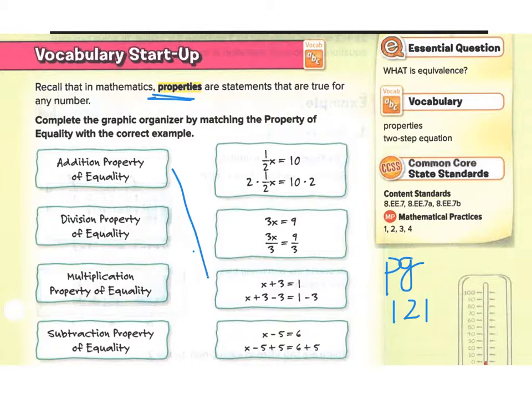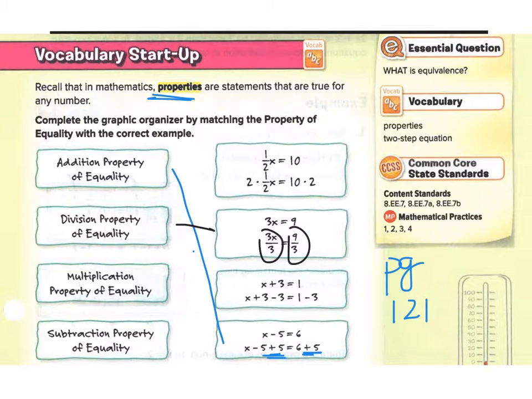The example of that would be down here on the bottom, where they're showing that they're adding plus 5 to each side of the equation. Taking a look at the division property, it says we can divide an equation by any number, as long as we do the same thing to both sides. And that would be right across here, where they're showing dividing both sides by 3.